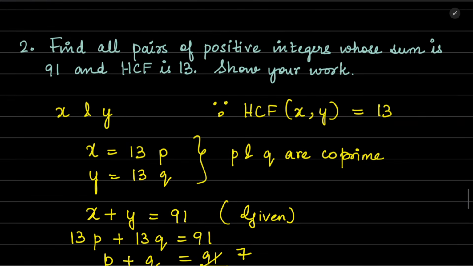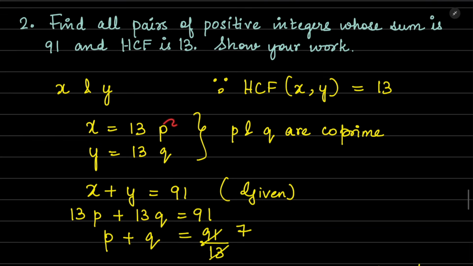Please pause the video once and try to do it yourself. So you have to find the pairs of positive integers whose sum is given and HCF is given. Always remember, whenever you are given HCF, the HCF is divisible by both x and y, right? So this is the main essence of it. So you can write it of the form wherein the HCF multiplied by some number p is equal to your x, and 13 multiplied by some number q is giving you y, where p and q are coprime.